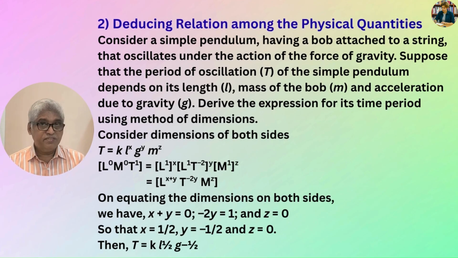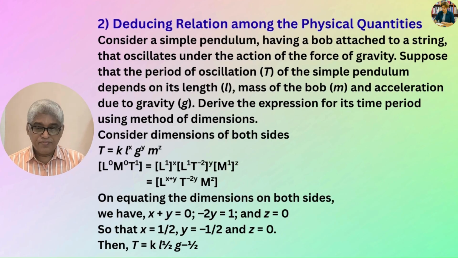G, acceleration. Now how will we write acceleration? Just now we have seen L raised to 1, T raised to minus 2, raised to y, because here y is our unknown, and that we are going to find. And M raised to 1 means mass, because in the expression it is given that the time period is proportional to the mass of that ball. So mass is represented as M raised to 1 raised to z.